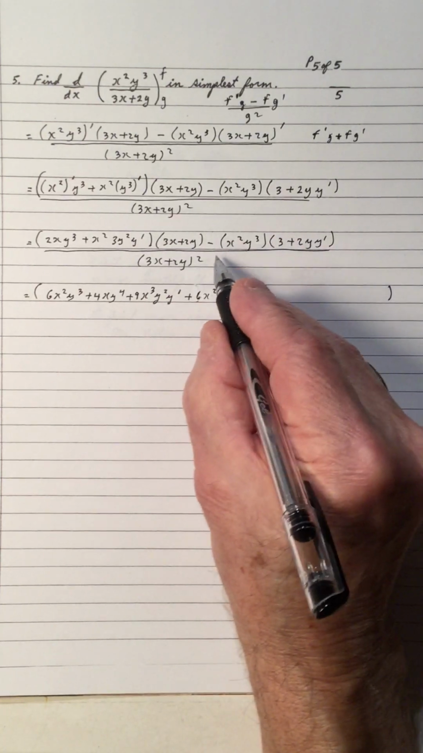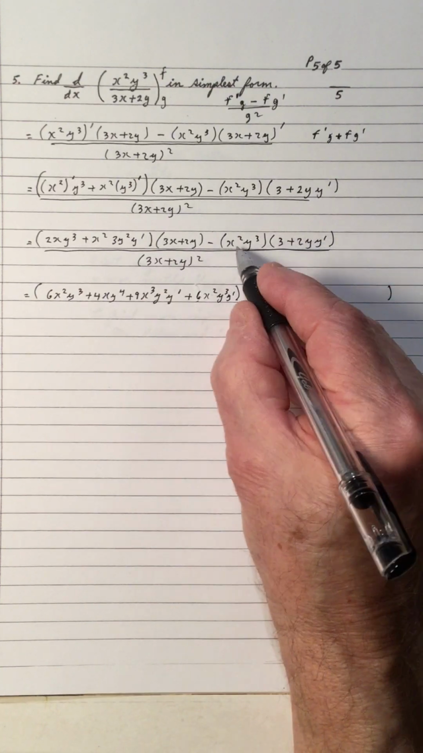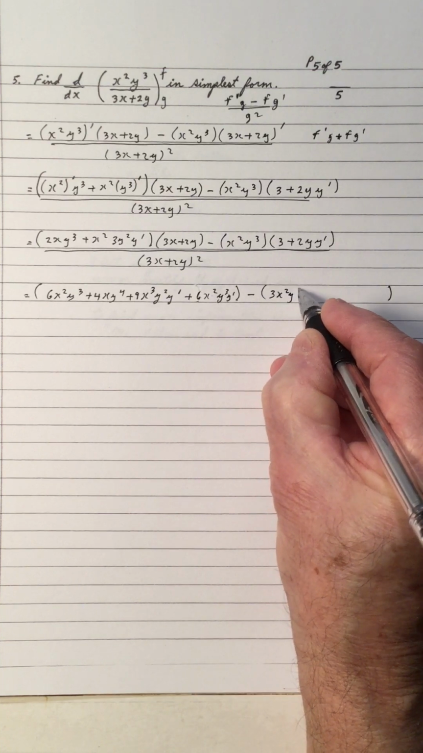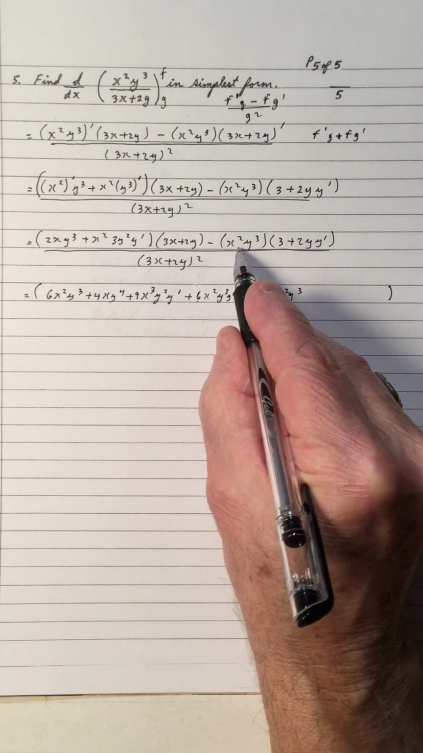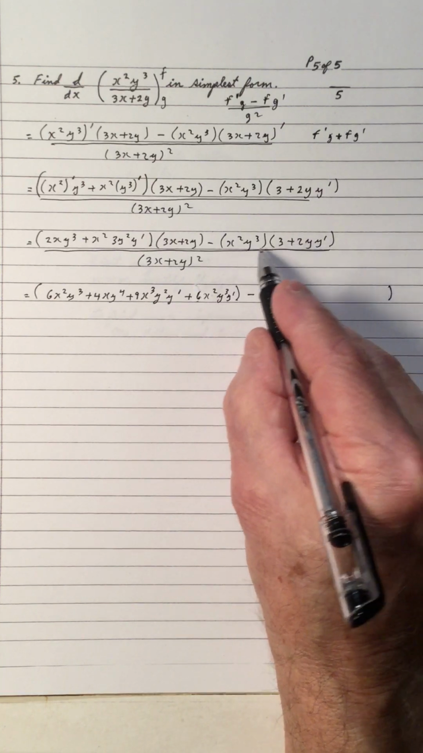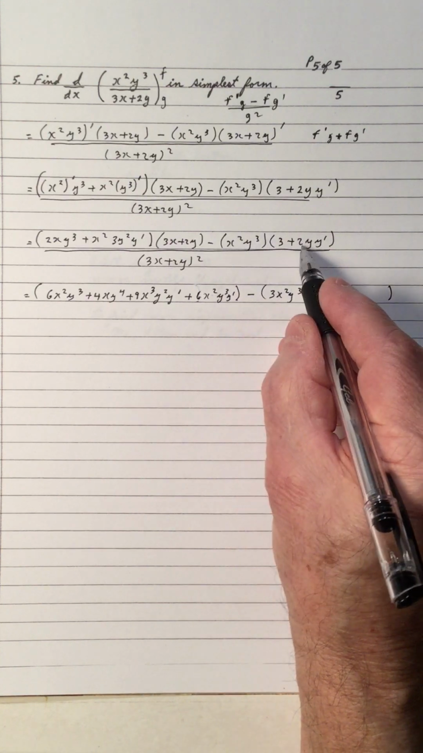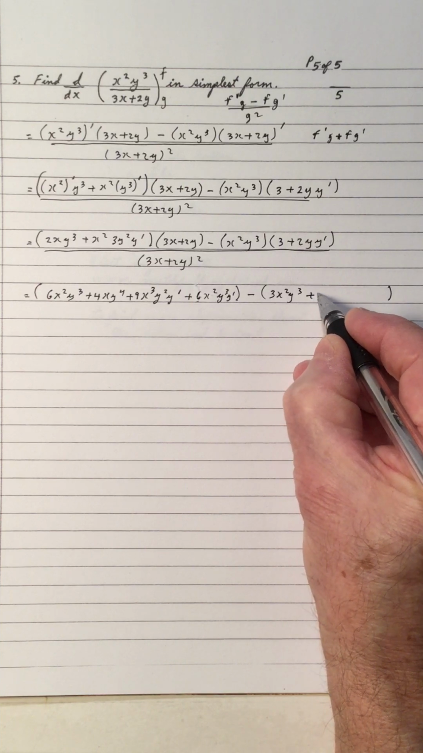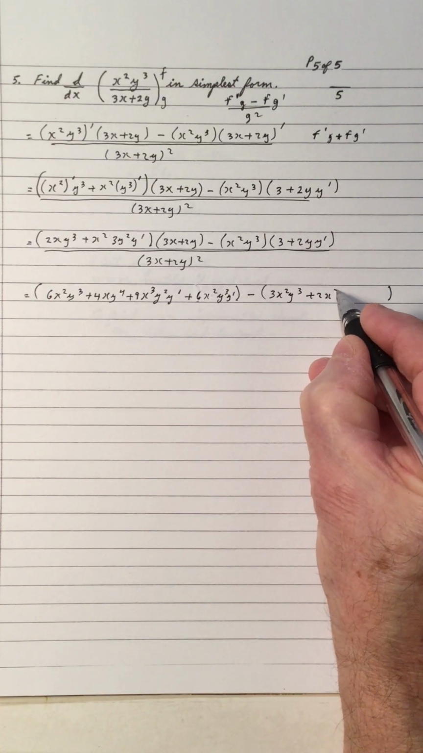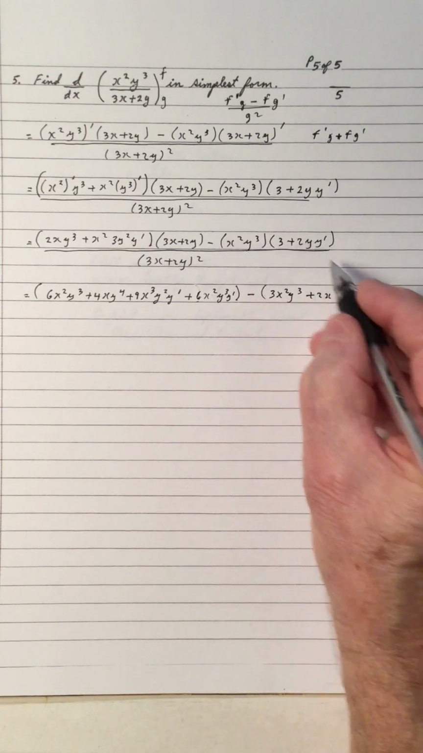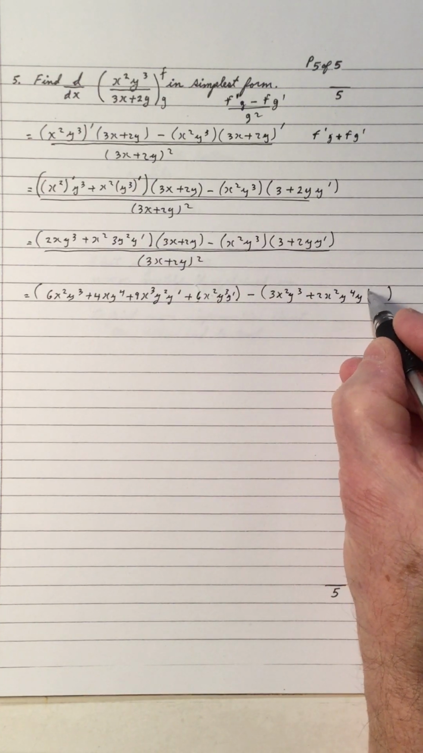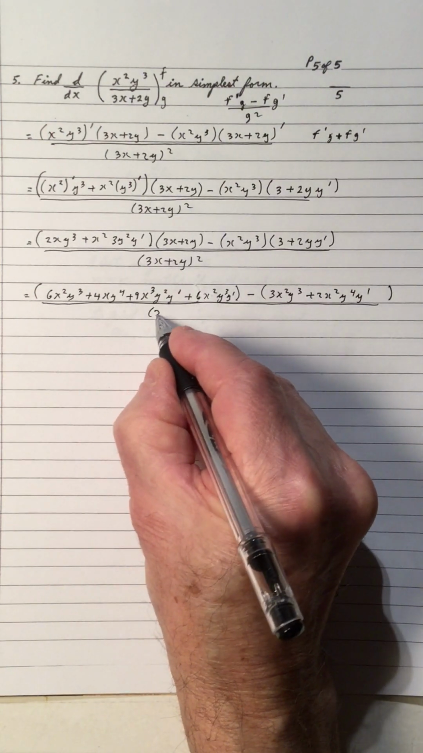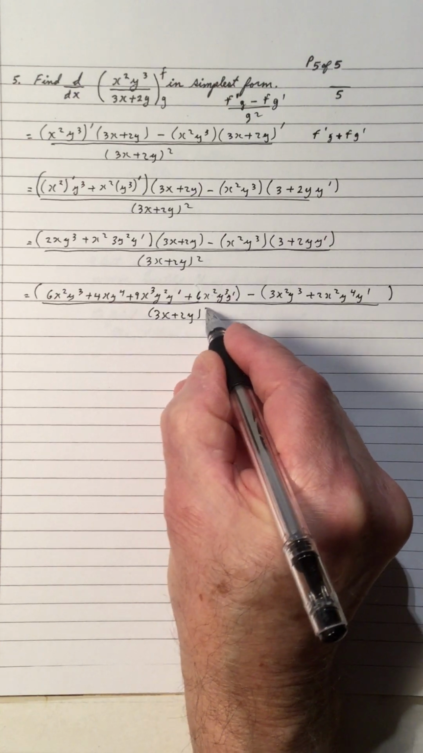So that's done. Now let's do this multiplication here. So x squared y cubed times 3 is 3x squared y cubed. And we have x squared y cubed times 2y y prime. So 2 times 1 is 2 x squared. y cubed times y is y to the fourth y prime. And we have that all over 3x plus 2y being squared.